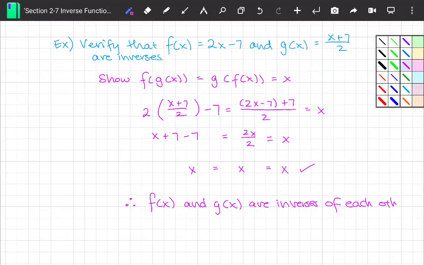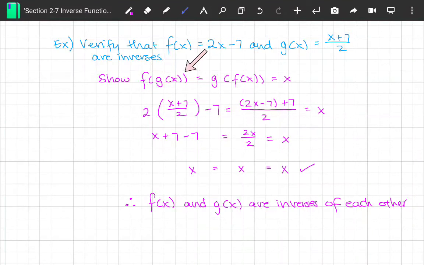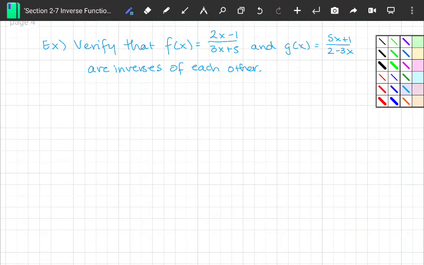So notice to verify, I didn't switch x and y. To verify, I had to use compositions and show that no matter which way you compose them, you get x. Okay, so here's going to be the last example.